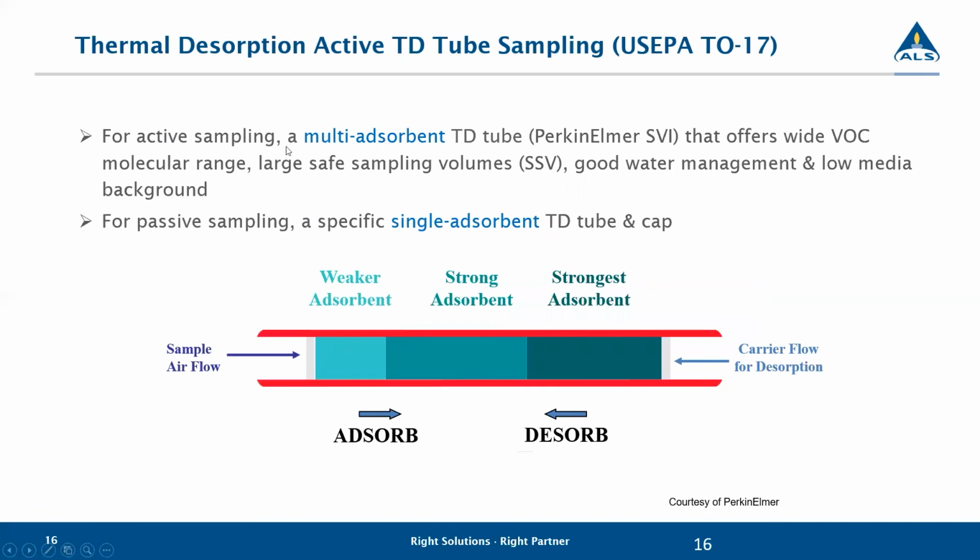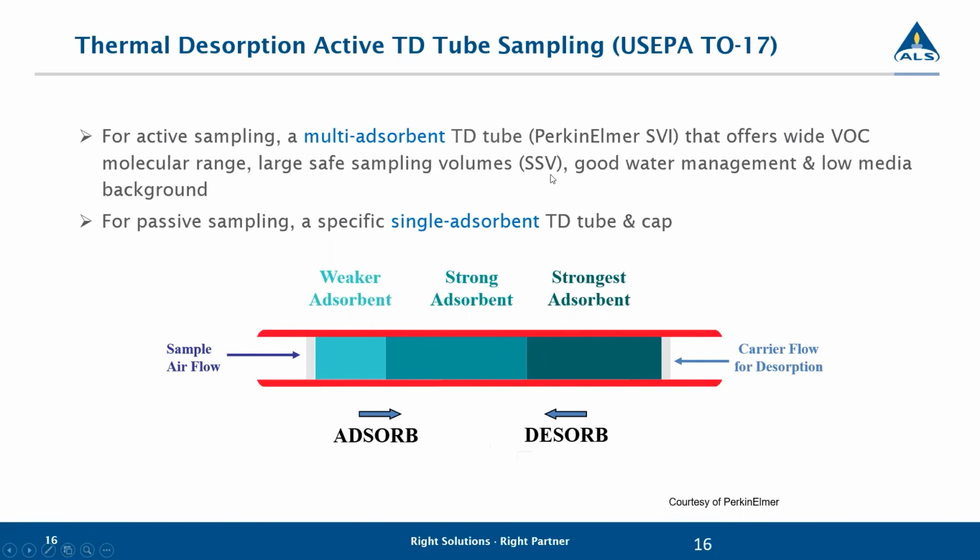Active TD tube sampling. So these particular tubes have 3 different types of adsorbent. So a strong, a medium, and a weaker adsorbent. And that means that when you're collecting, the sample is drawn in through here. The heaviest compounds collect to the weaker, the medium, and then the lightest compounds collect to that strongest adsorbent.